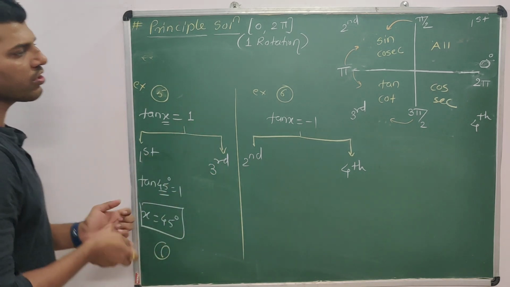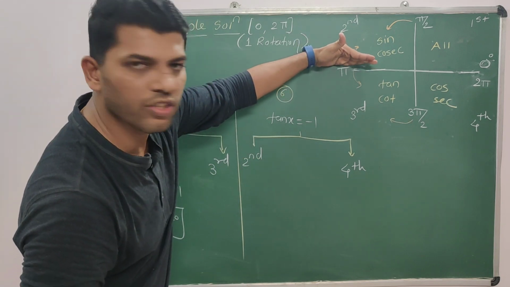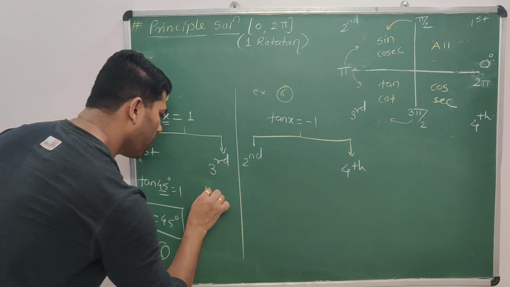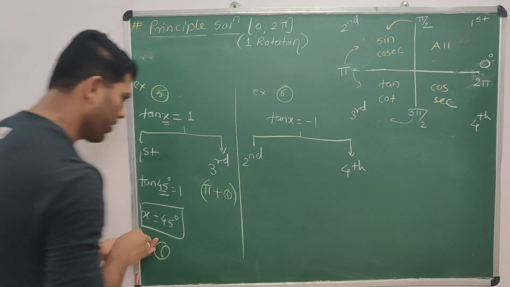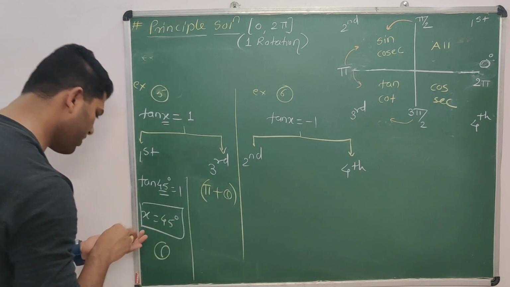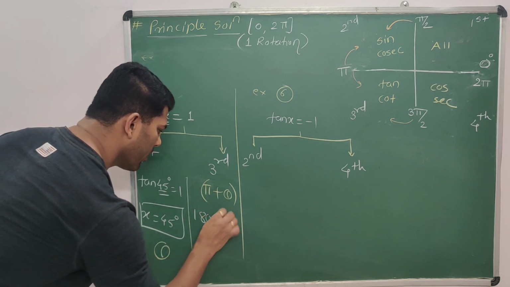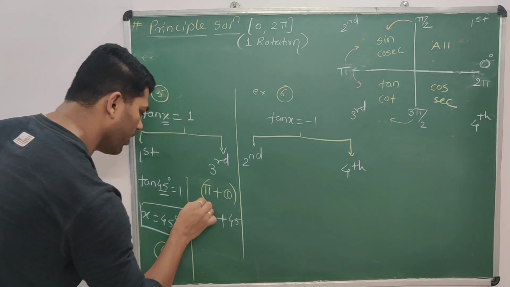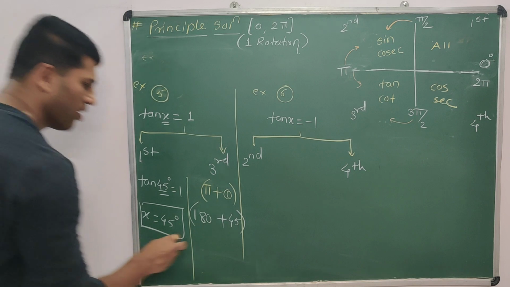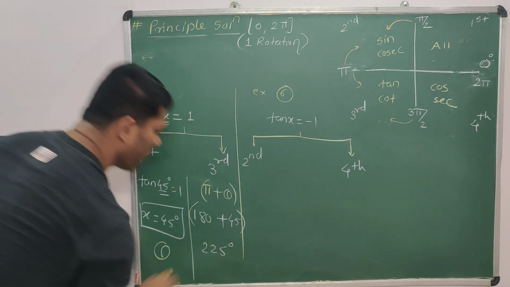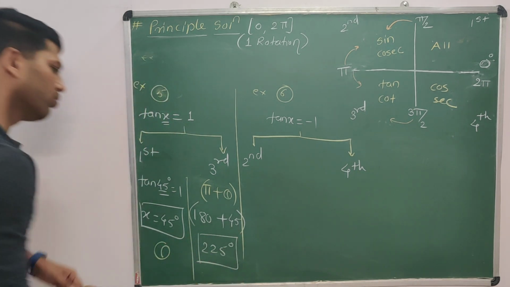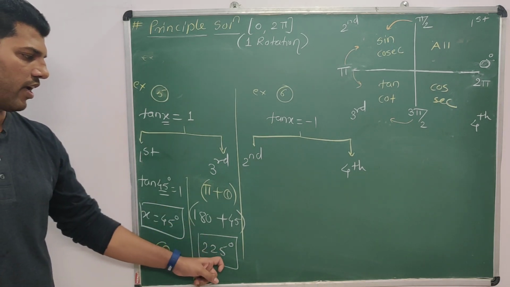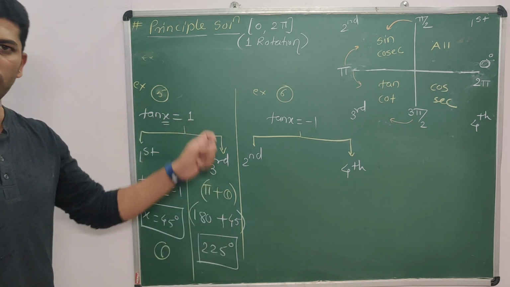How to enter into the third quadrant? To take entry into the third quadrant, use pi plus theta. So pi plus theta is the allied angle, and as we know, pi means 180 while theta is this fundamental angle from the first quadrant, 45 degree, right? So how much is it? Is it 225 degree? So the next solution is 225 degree. So these are the two solutions, from the first quadrant and third quadrant, for tan x equal to 1.